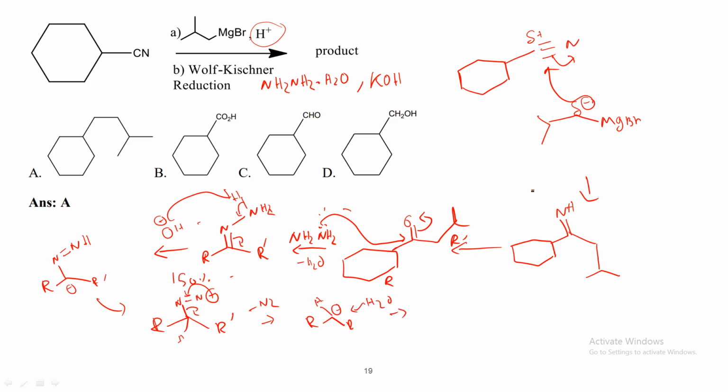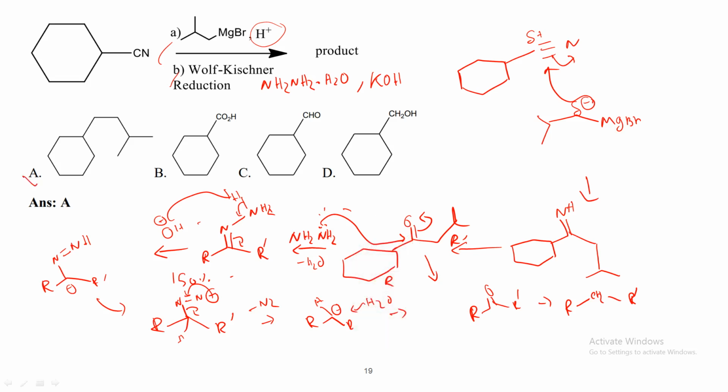So the conversion in the Wolff-Kishner is RCOR prime to RCH2R prime. So this is the reduction under these two conditions. So with that, let's see. With Wolff-Kishner, what would be the product from here? Here it becomes CH2, right? So here CH2. So let's match.